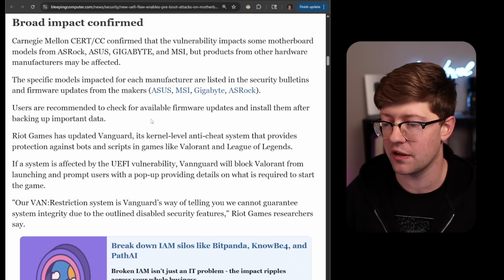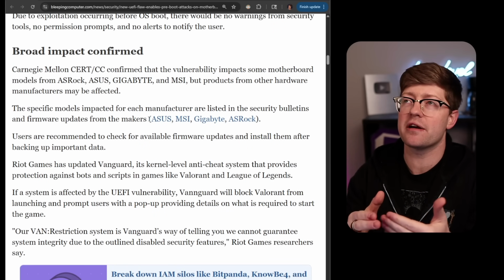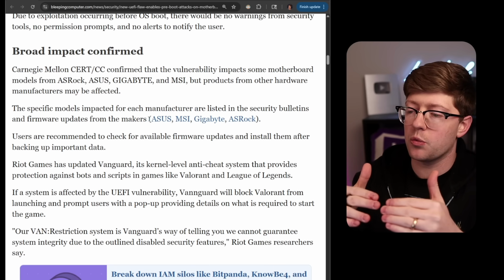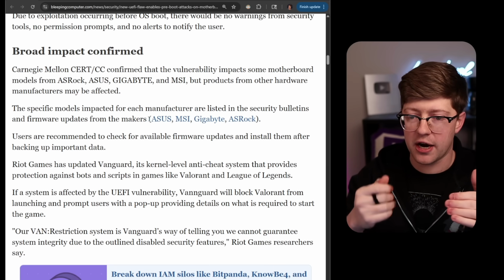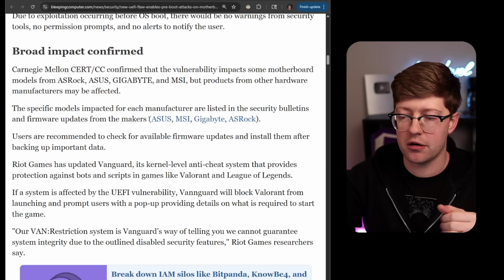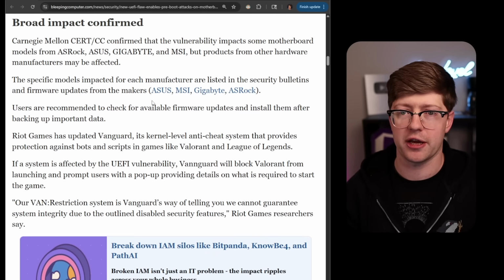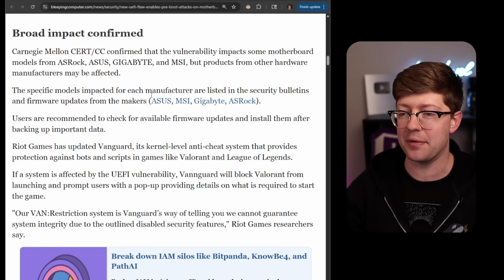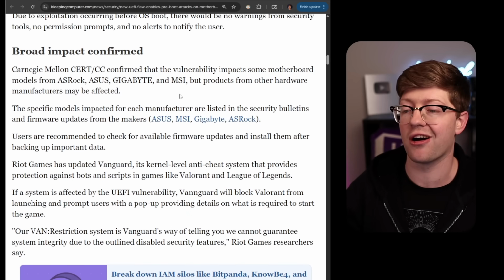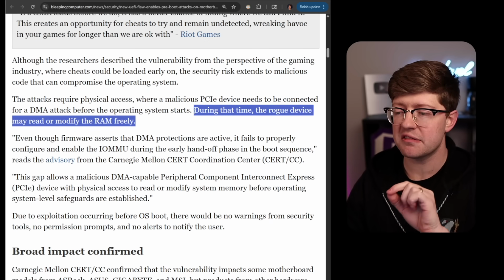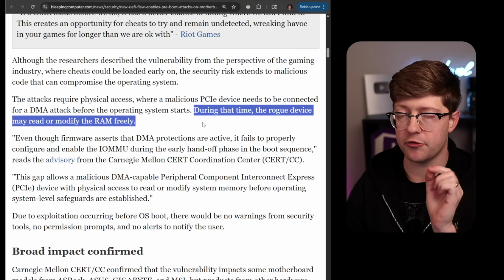And so yeah, as a result, if you have these motherboards, this only matters if you are under the threat model where someone's going to walk into your house and put in a wacky PCI card, or maybe you want to hack and play Vanguard or Valorant with cheats. I don't know, either one of those. But yeah, these motherboard manufacturers are affected. Now there is a caveat here. It doesn't necessarily mean that it can read and write the RAM freely.